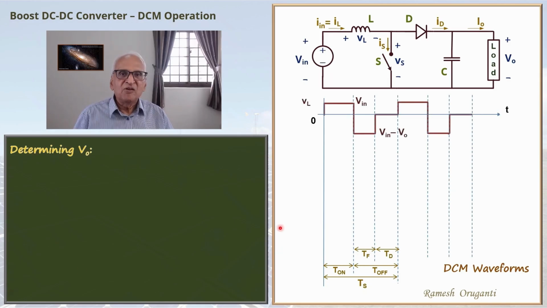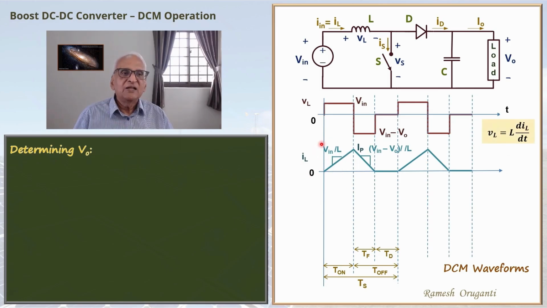This is the VL waveform, swings between Vin and Vin minus V0, and in the TD interval, it remains 0. This is the inductor current, goes up at a slope of Vin by L and comes down at a slope of Vin minus V0 by L. During the TD interval, it remains 0. This part of the inductor current during the T-on interval flows through the switch, and this part of the inductor current during the TF interval flows through the diode.